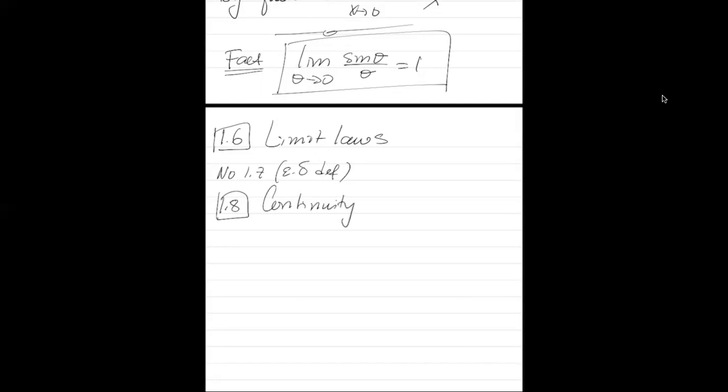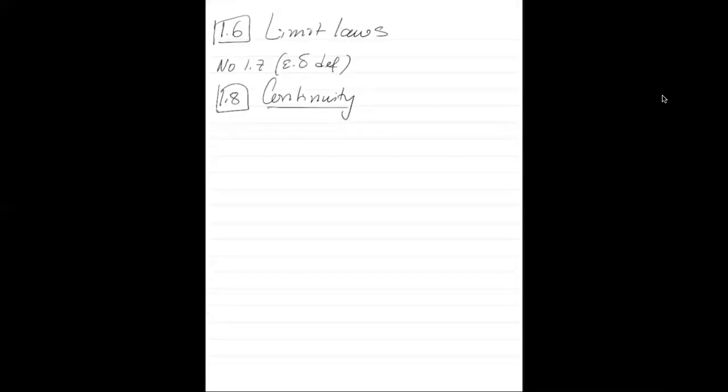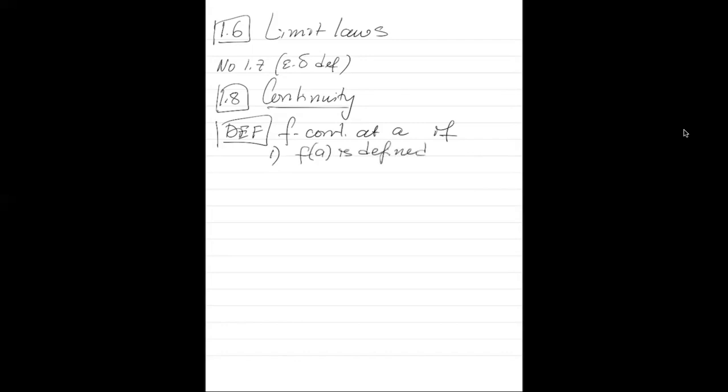Continuity. So we need to understand the definition of a continuous function at a point. We say f is continuous at a point A if three things. Number one, f of A is defined, so no holes. Number two, the limit of f of x when x approaches A exists, so no jumps. And three, these two are equal to each other. In other words, the limit of f of x when x approaches A is exactly f of A.